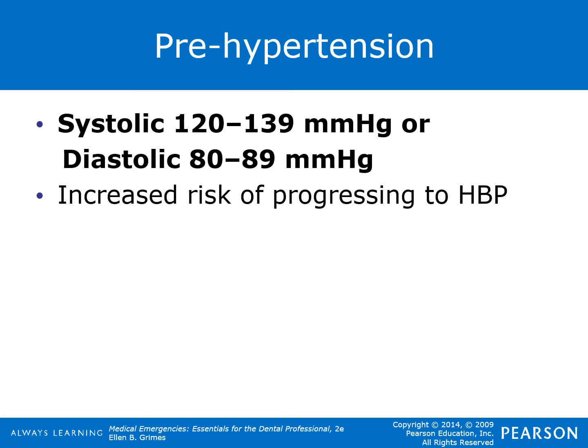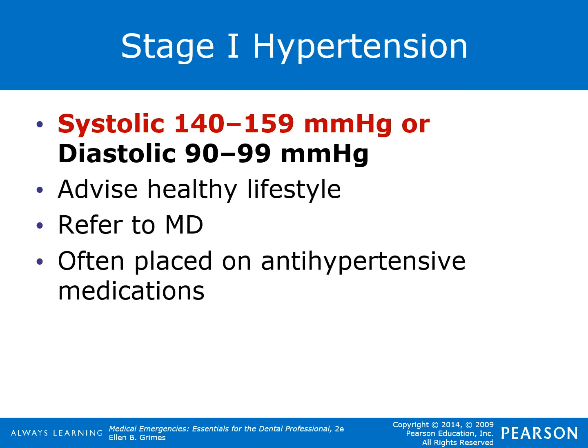So pre-hypertension systolic is 120 to 139 millimeters of mercury, and diastolic 80 to 89 millimeters of mercury. Stage 1 hypertension is 140 to 159 millimeters of mercury for the systolic, 90 to 99, like we talked about, for the diastolic. If they have this and they're worried, you just advise a healthy lifestyle, maybe refer to an MD. We don't want to scare people and have them pay for doctor visits that are nothing. They could have rushed here. They could have eaten something spicy before they came here.